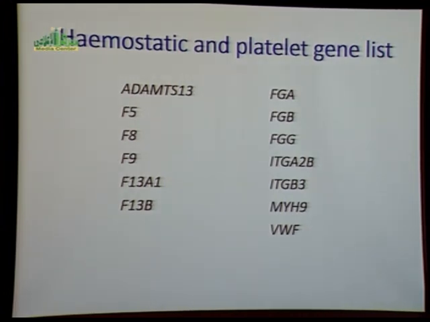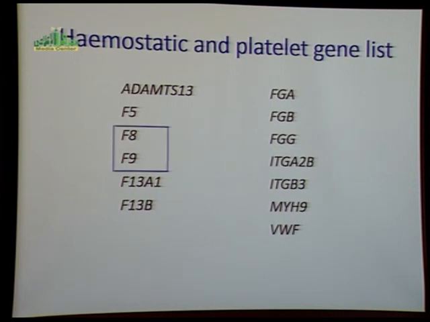So I'll start with the hemostatic and platelet gene list. These are mostly bleeding disorders, but not entirely. ADAMTS13 causes a thrombotic disorder, whereas most of these are associated with bleeding, apart from the three fibrinogen genes, which can be associated with bleeding or with thrombosis.